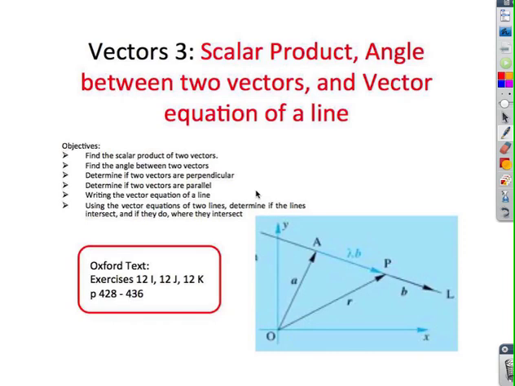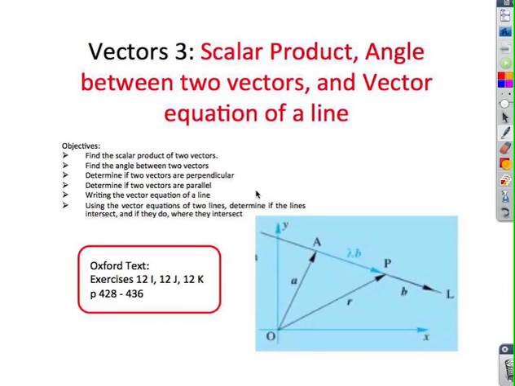All right, this is your third vectors lesson. In this lesson, we're going to learn the scalar product, finding the angle between two vectors, and we're going to learn how to find the vector equation of a line. So basically, those are the objectives listed there. You can find those. Also, add this to your lesson, the assignment at the bottom. That's not on the hard copy.